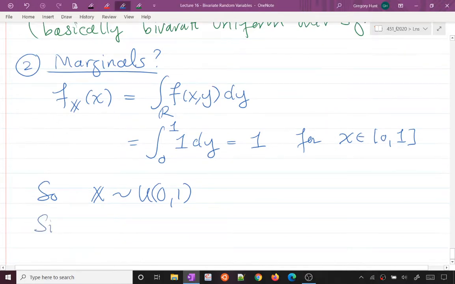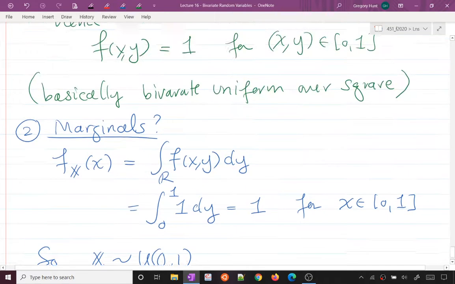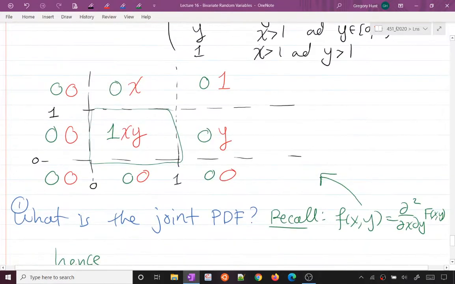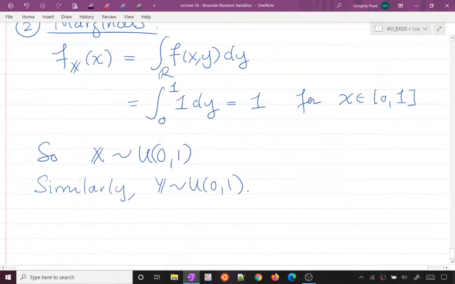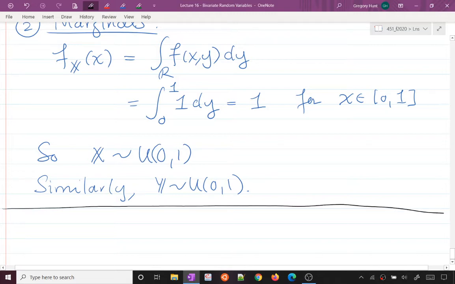And similarly, it's not too hard to show that we can play the same game with y, and y is also marginally uniform, 0 to 1, which is maybe not too surprising, right? Jointly, they have this joint uniform over the square, and marginally, they're uniform. So, nice little example. Let's look at something a little bit harder. Look at a more complicated example here.